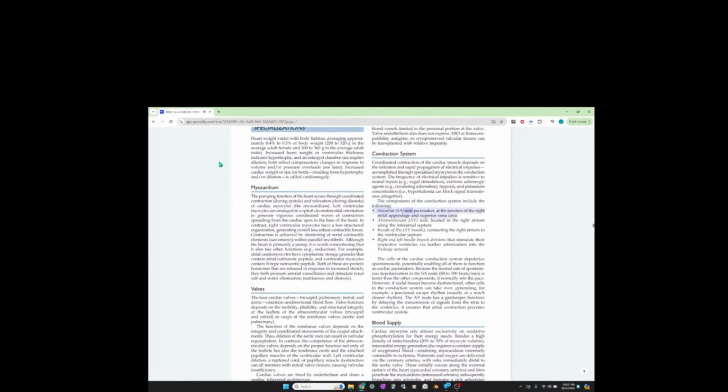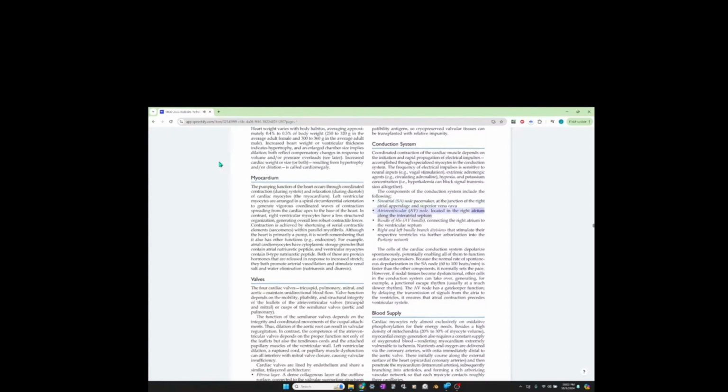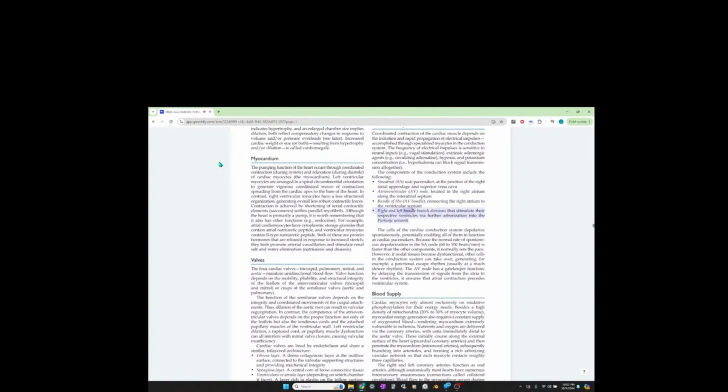Sinoatrial node pacemaker, at the junction of the right atrial appendage and superior vena cava. Atrioventricular node, located in the right atrium along the interatrial septum. Bundle of His, connecting the right atrium to the ventricular septum. Right and left bundle branch divisions that stimulate their respective ventricles via further arborization into the Purkinje network.